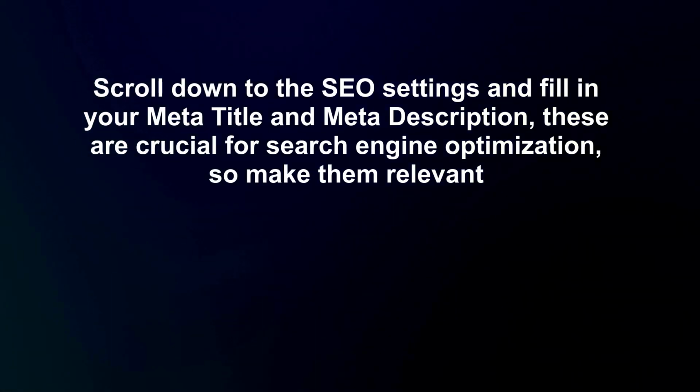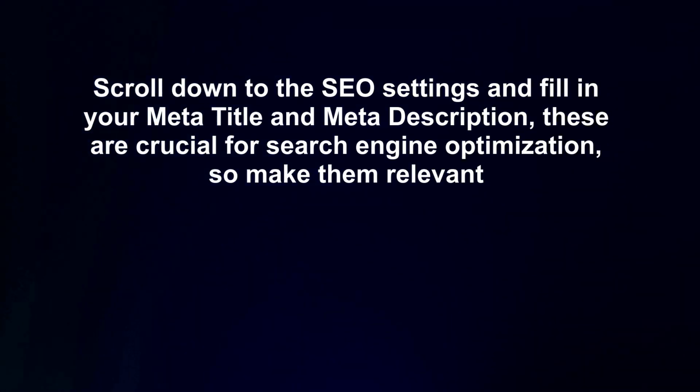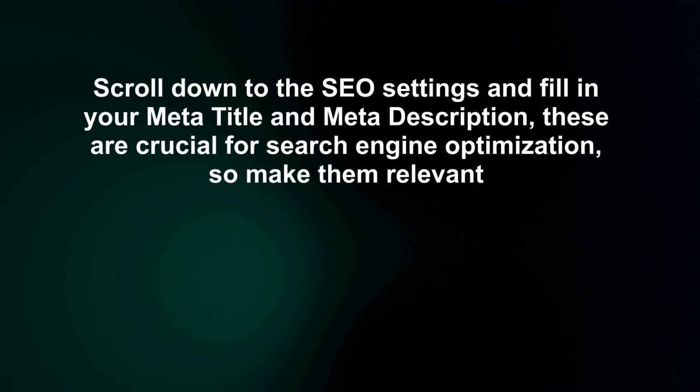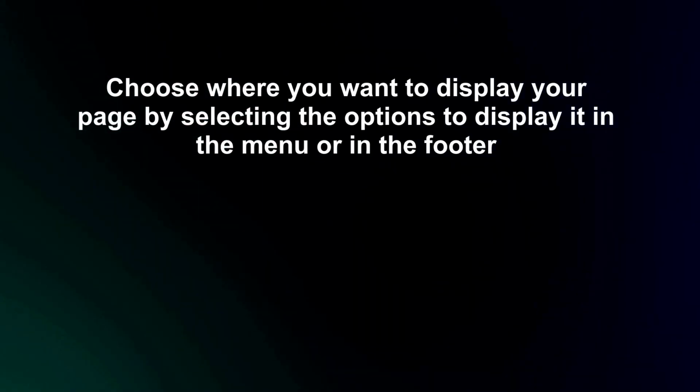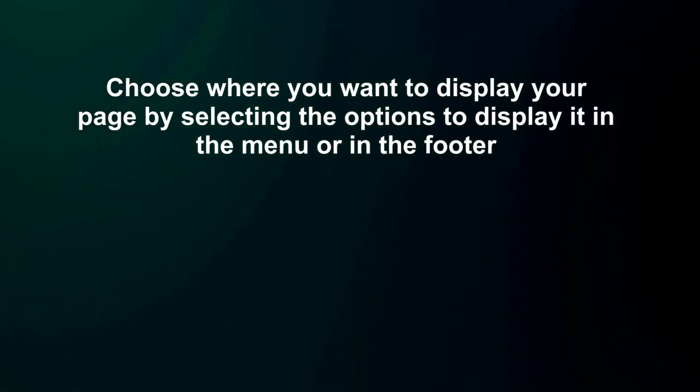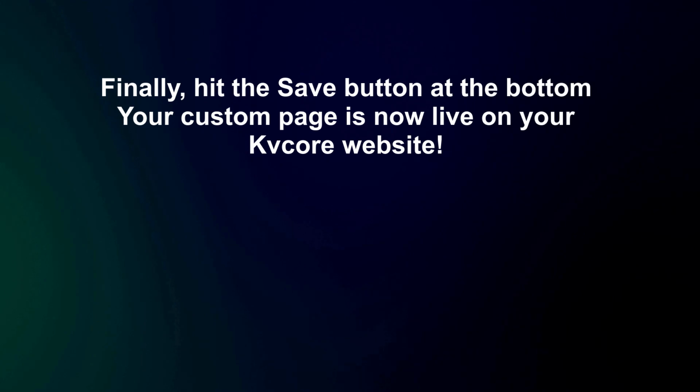Scroll down to the SEO settings and fill in your meta title and meta description. These are crucial for search engine optimization, so make them relevant. Choose where you want to display your page by selecting the options to display it in the menu or in the footer. Finally, hit the Save button at the bottom.